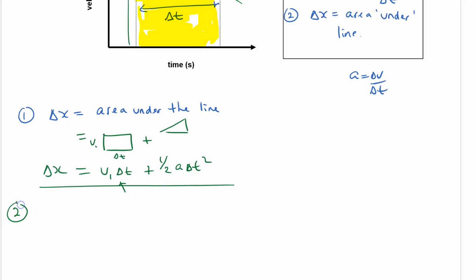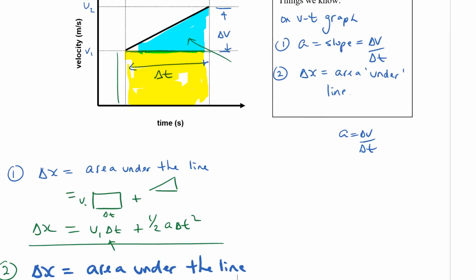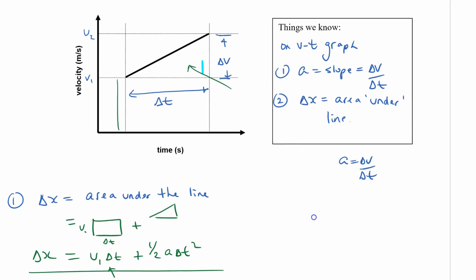The second one, and the first 3 are really variations of figuring out that area under the line. Oh, you know what, maybe I'll go back to blue. So the second one would be delta x is equal to, again, the area under the line. Now, how else could we figure out that area under the line? Well, instead of this small rectangle, we could actually do a subtraction version.